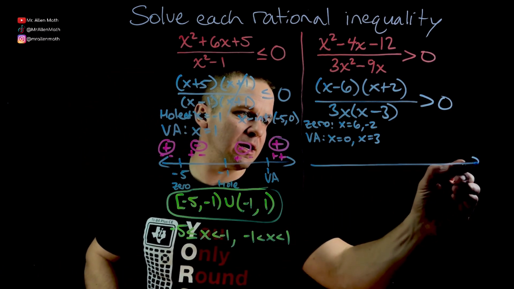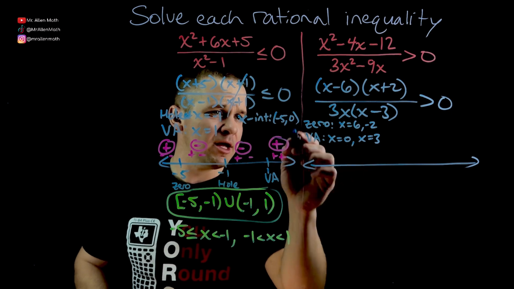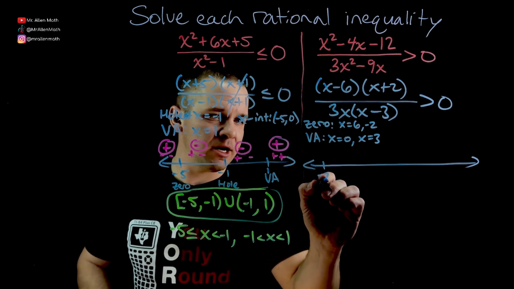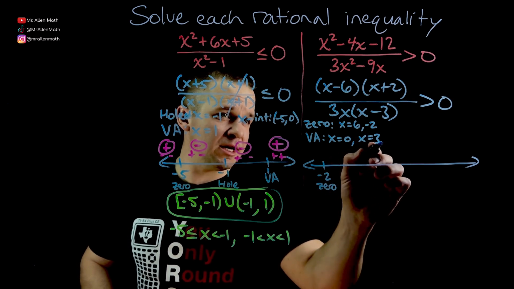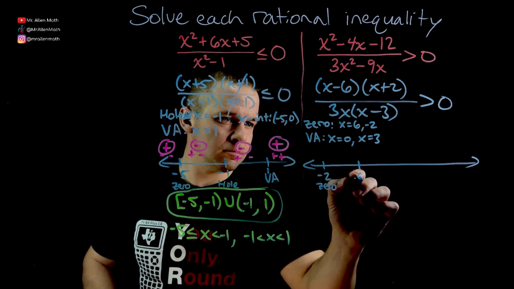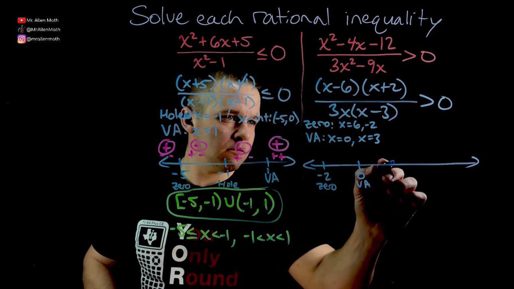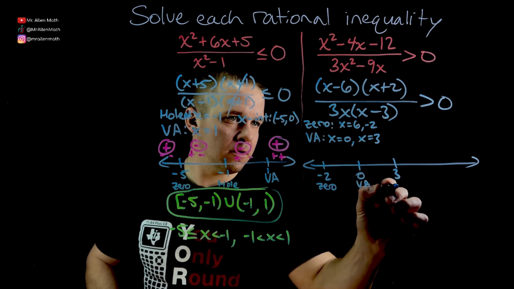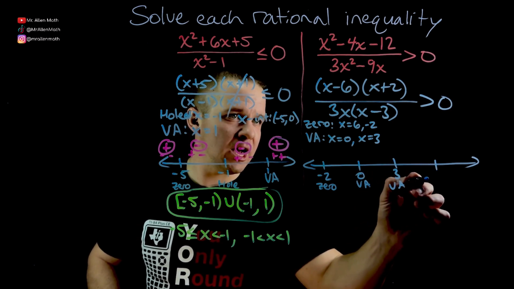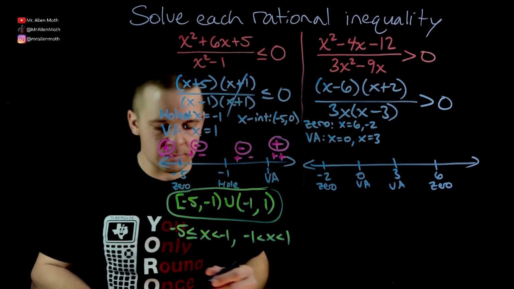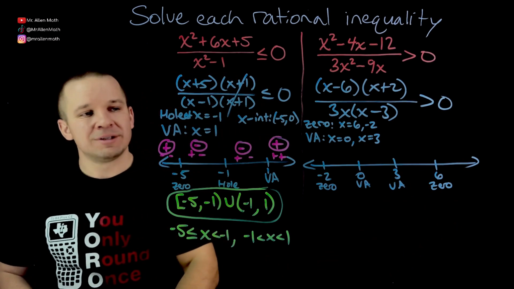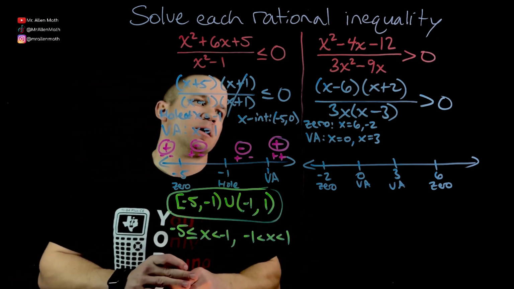Let's throw this on a number line here. So in numerical order, negative 2, that's a 0. We've got 0, vertical asymptote. We've got 3, it's a vertical asymptote. And we've got 6, which is a 0. Cool. Awesome. Now, time for the sign test, okay?